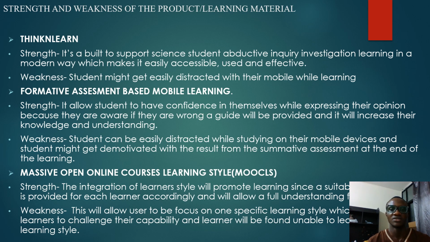The next weakness is that students might get demotivated by the result from the summative assessment at the end of the learning. Because with formative assessment based mobile learning, there is a summative assessment at the end of the learning. If the results from the assessment are not good, a student or learner might get demotivated. So that is for the formative assessment based mobile learning.